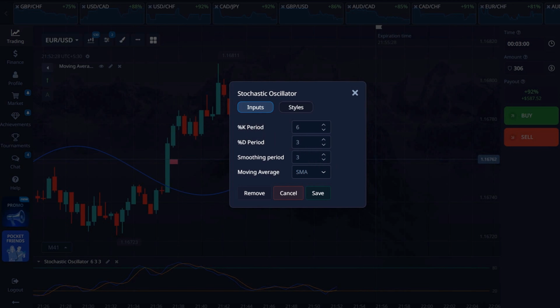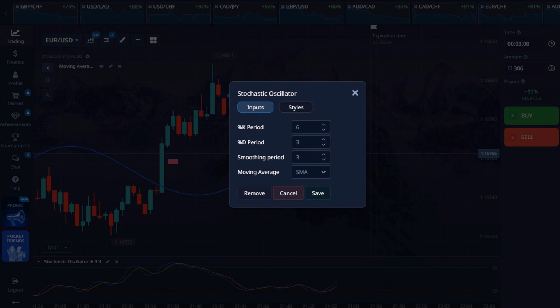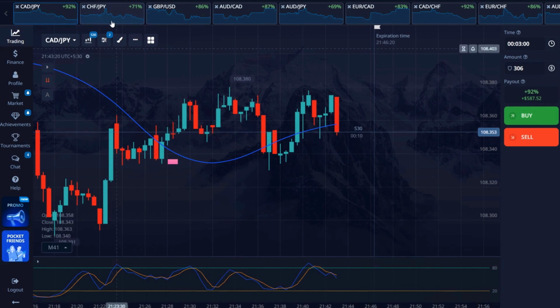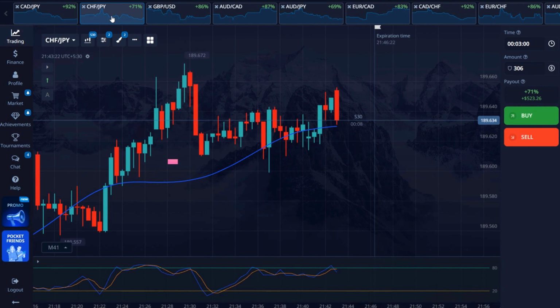Next, for the Stochastic Oscillator, use the setting 6-3-3. That means the %K period is 6, %D period is 3, and the smoothing period is also 3. Keep the moving average type as SMA. These values make the stochastic highly sensitive, perfect for catching early reversals during fast-moving sessions. With both indicators tuned like this, your TMA plus Stochastic Turbo strategy will work smoothly on a 30-second candle chart with a 3-minute expiry, just like we used in today's live examples.